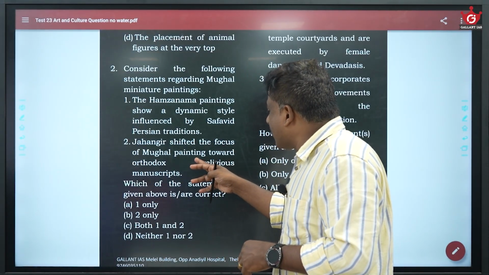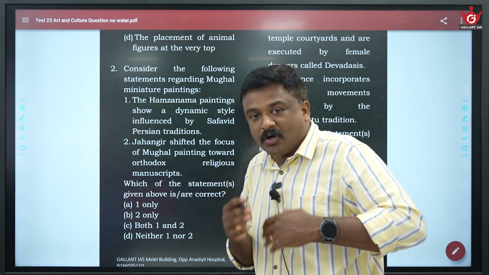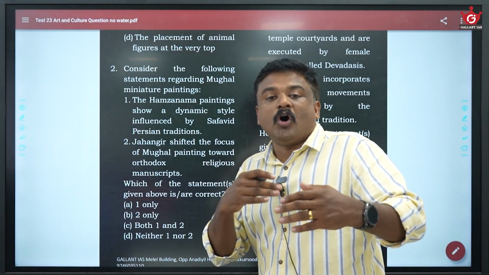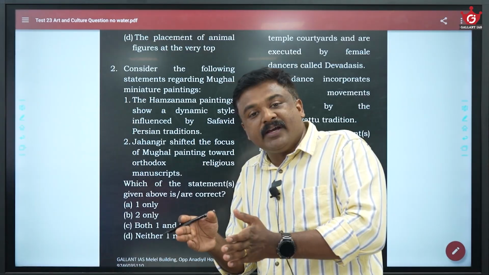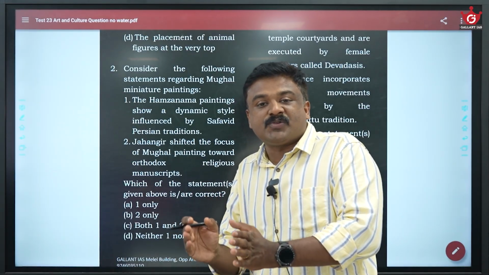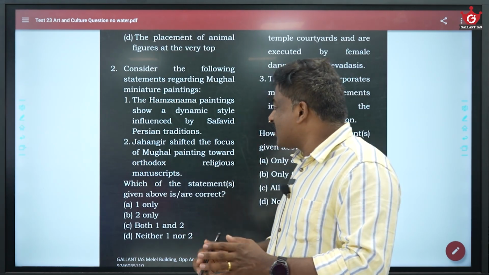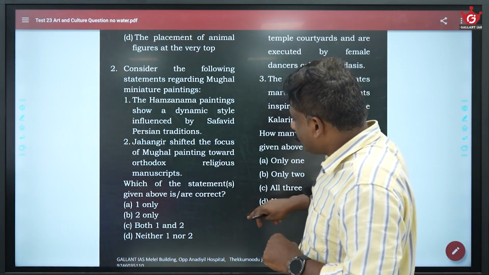Then Jahangir shifted focus of Mughal painting toward orthodox religious manuscripts. It is not like that. From manuscripts to realism, naturalism, or portraiture, that was the shift from Akbar to Jahangir. So during Jahangir, naturalism, realism, and portraiture became the features, not orthodox traditions. So the second is wrong, first is right. I will go for one only.